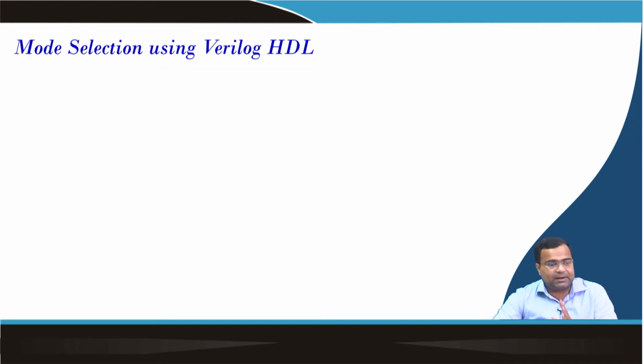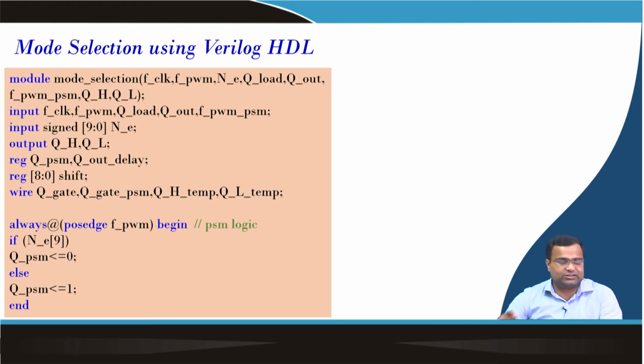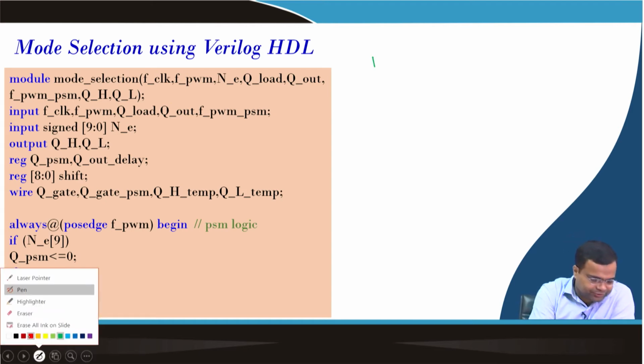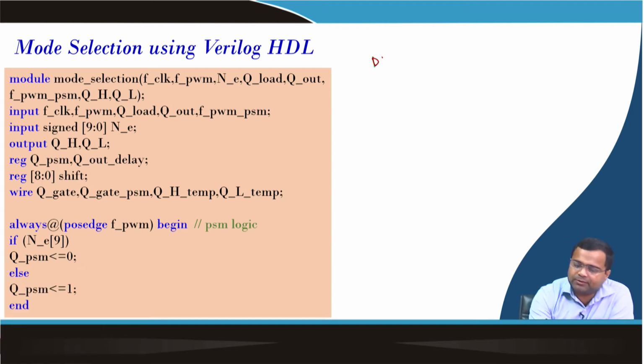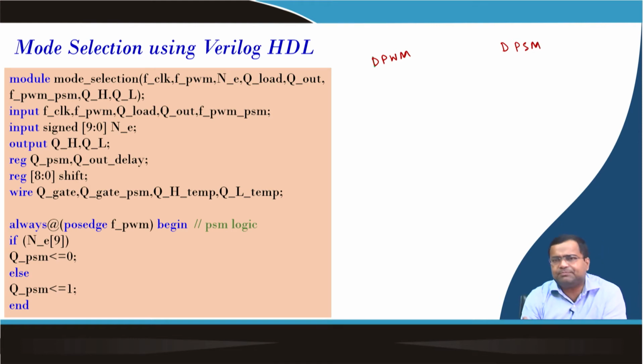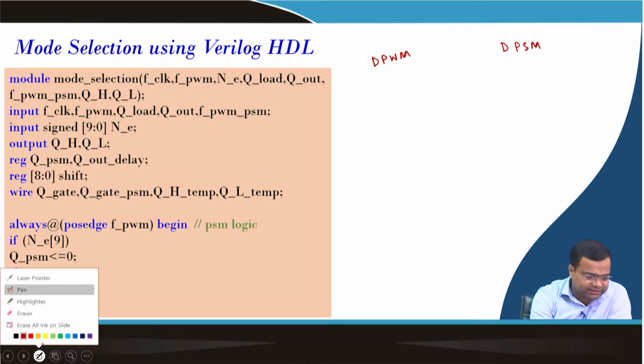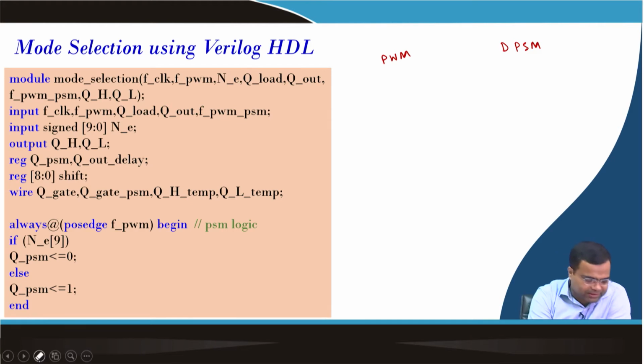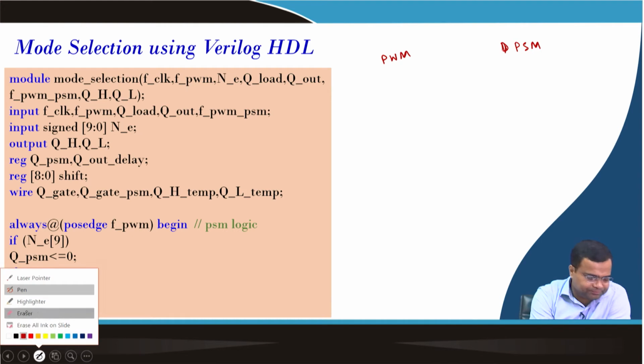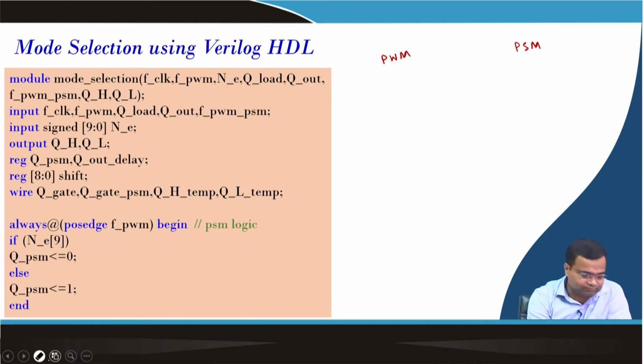Now, the next part, which is one of the very crucial parts, is the mode selection. So, how are you going to select mode? First of all, there are two modes. One is DPWM mode, another is DPSM, that means digital PSM. Whether you call it digital PSM or PSM, maybe we can use a generic name, because it is a PWM we are implementing digitally, but basically this is a PSM.